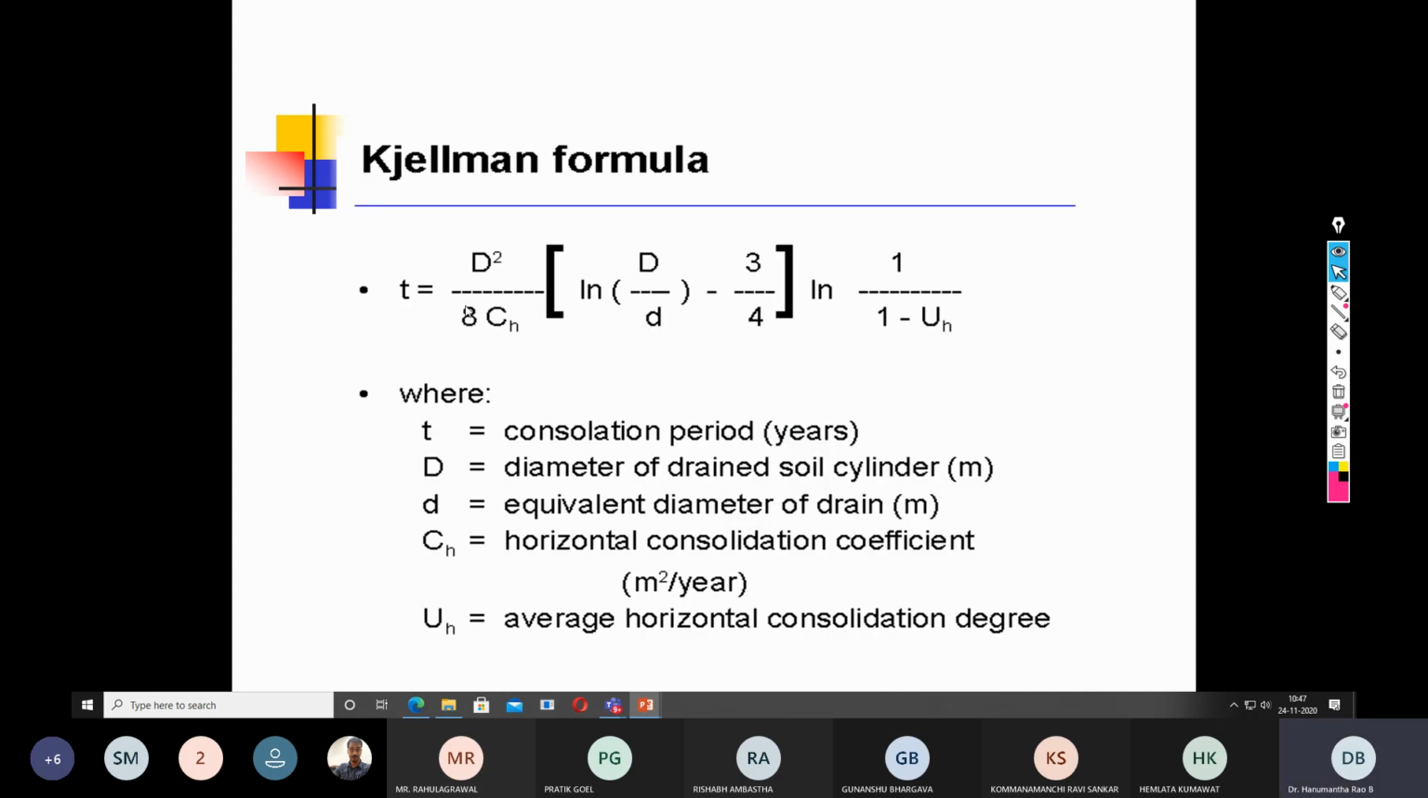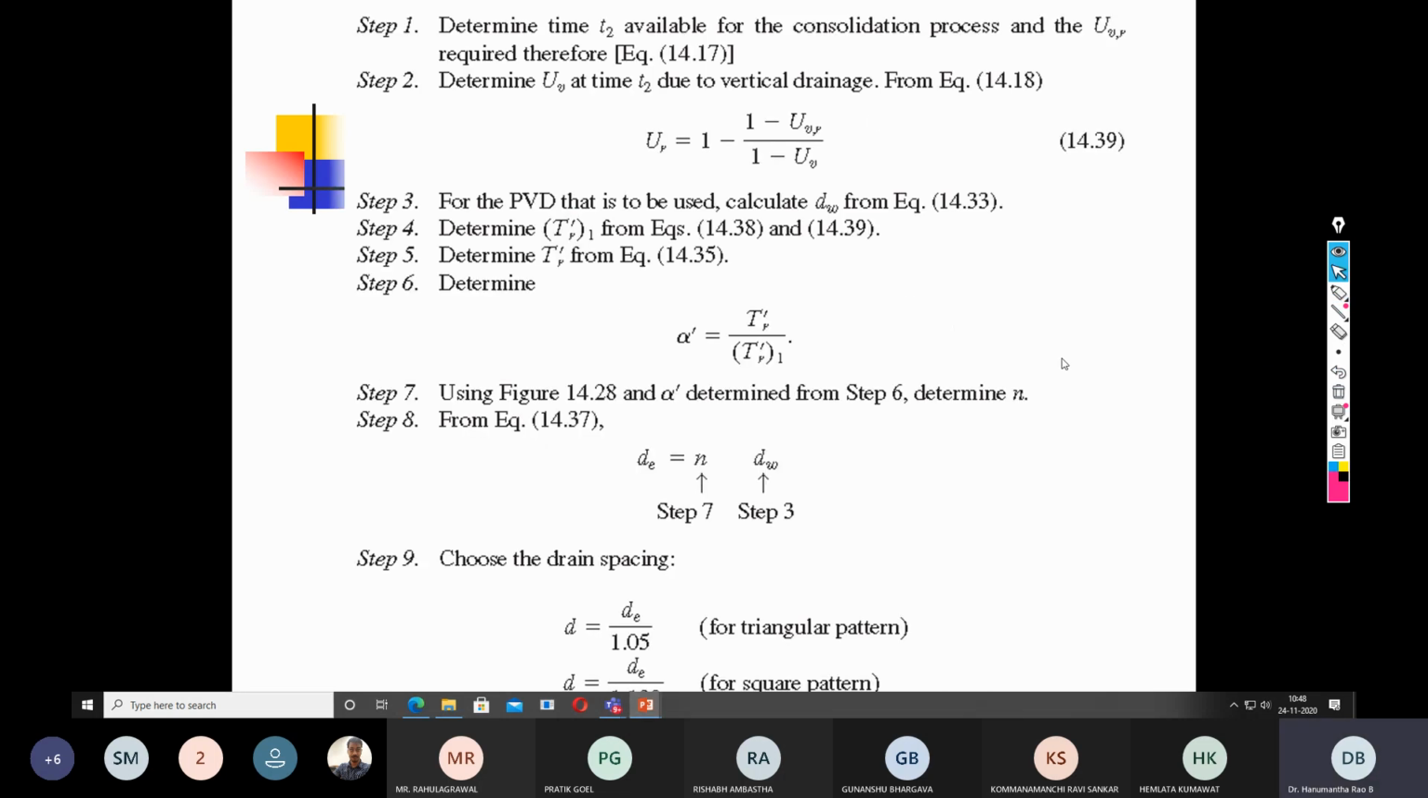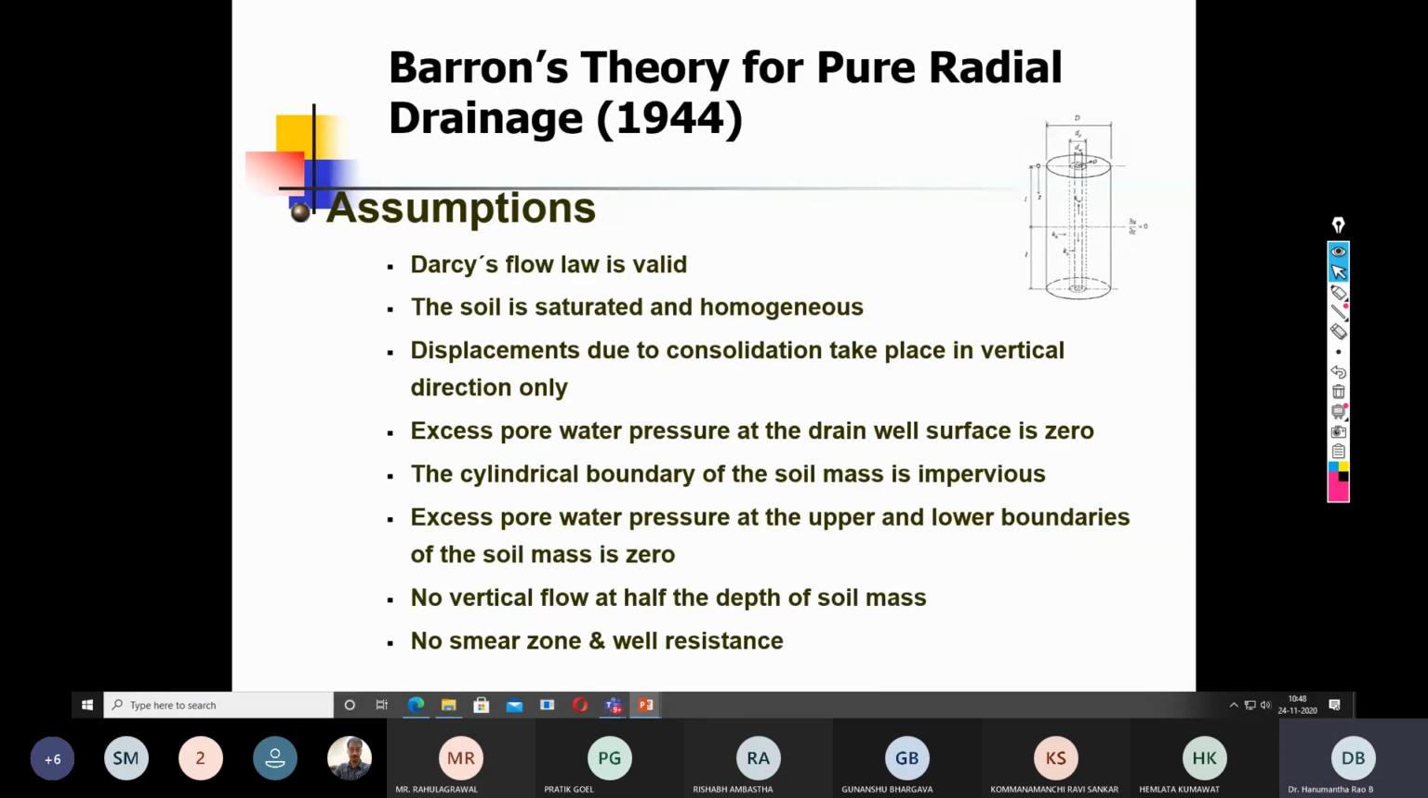So this is the equation to use to calculate the time required for a certain degree of consolidation, or the degree of consolidation for a particular time. So these are the different steps in the design of PVD. You can go through it when I share the slides. And these are some assumptions in Barron's theory. I did not discuss them during the sand drains, but you can also see them when I share the slides.